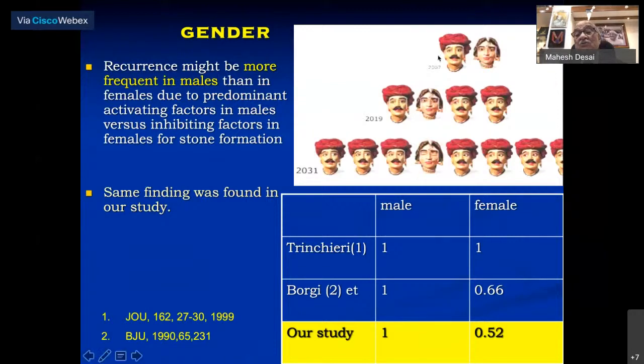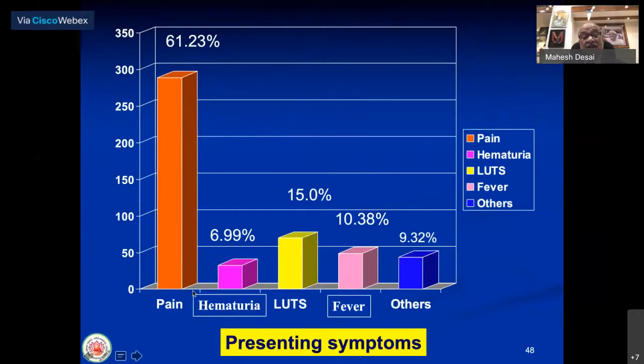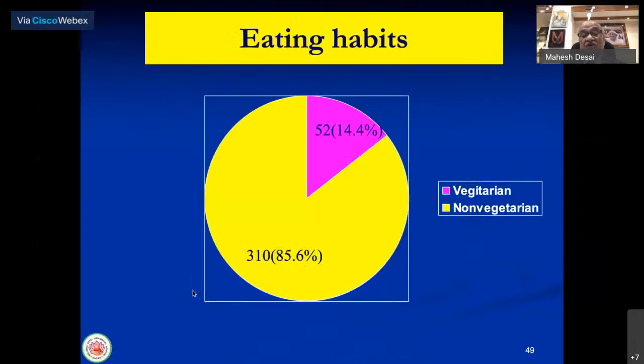It was reported in 2007 that it was 50% in each of the sexes. Then as the years progressed, we find that males are more predominant compared to females. At the moment, there is a 1 to 0.5 ratio between male and female. And presenting symptoms, of course, are pain, hematuria, LUTS, fever, etc.